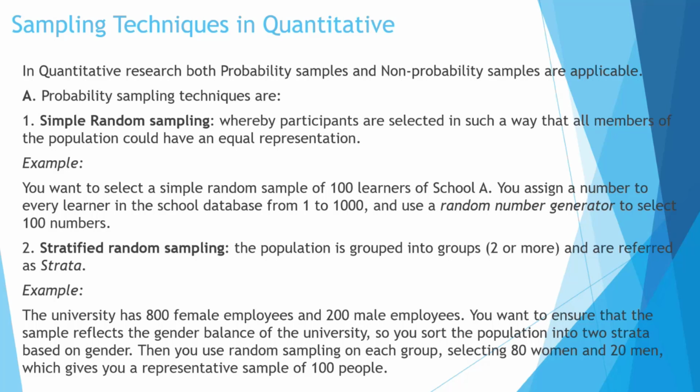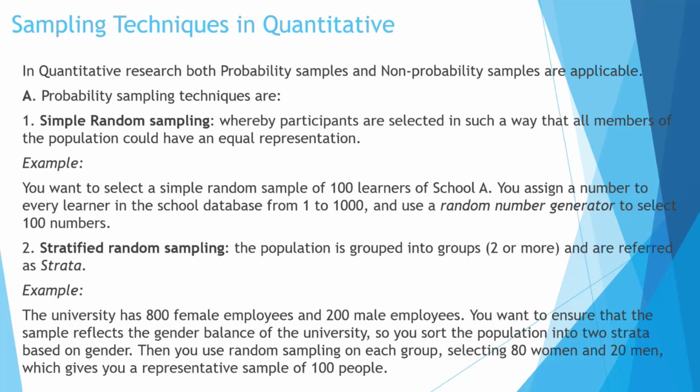Then you can use MS Word or even Excel. I think in Excel and MS Word, you can use what you call the random number generator. Then you can use the random number generator to select these 100 learners, right? Then you can select them in that way.